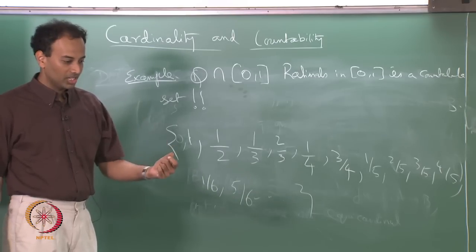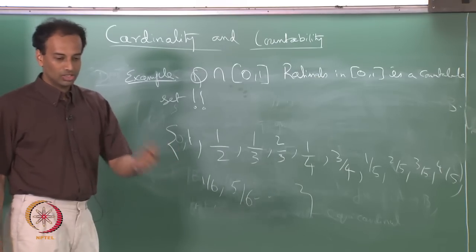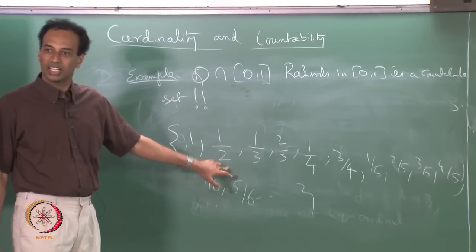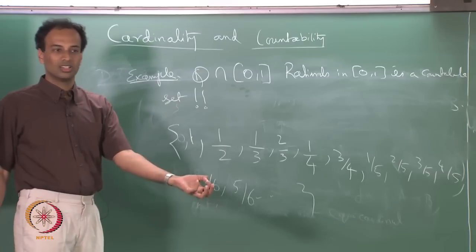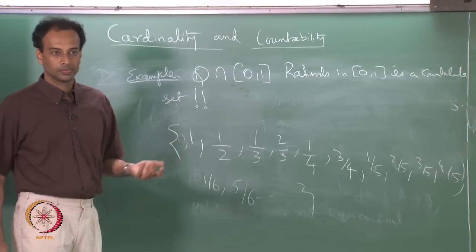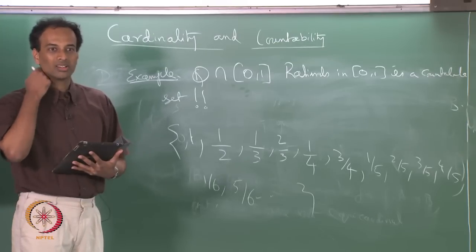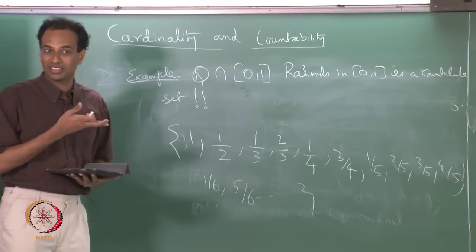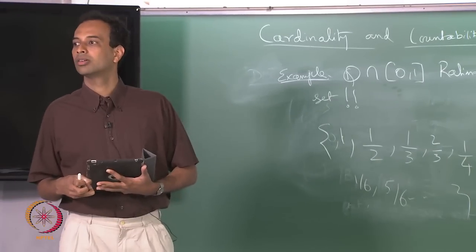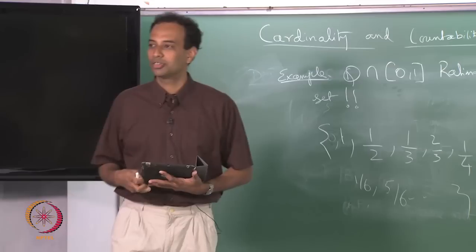So, for every natural number, there is a unique rational number, and given any rational number, I can find the index uniquely. So, it is the bijection, is that clear? It is not like I am just writing out the set.